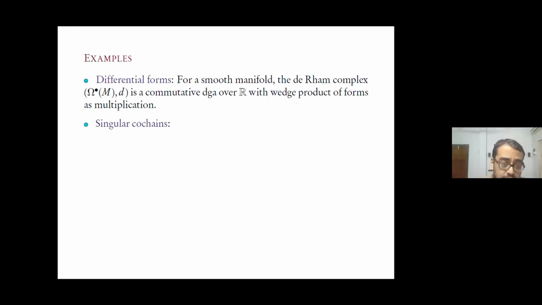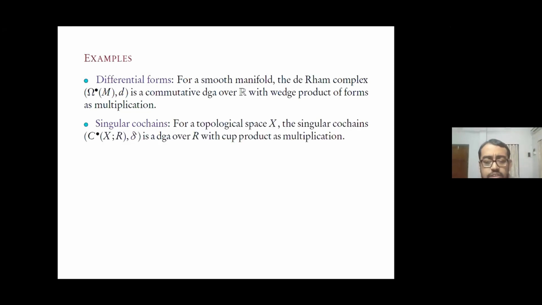The next one is something that you have been seeing: singular cochains. You have seen singular chains. Singular cochains are defined to be the duals of the singular chains. For any topological space X, you can look at the singular cochains with coefficients in some ring R. Here you can take it to be Q, for example. And this delta is the coboundary map acting on the cochains. When you calculate the kernel mod image, you get the cohomology of X with R as your coefficient ring. Here you have a multiplication which is given by the cup product, the Alexander-Whitney product. So you have a differential graded algebra, and the multiplication is associative.